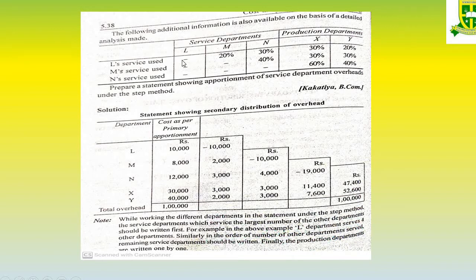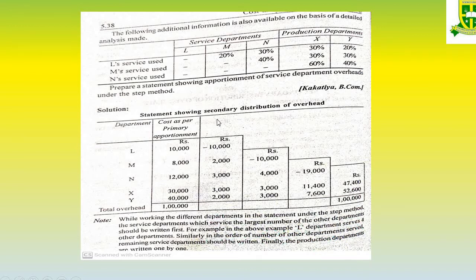L service has been used by the various departments in the ratio 20%, 30%, 30%, 20%. If you are taking a ratio, everything can be divided by 5, so the ratio can be 4:6:6:4. Under that, the L service is used by the different departments. The second one is M service, which is used only by N, X, Y. We divide ladder-wise: first the first one, then the second, then the next. And N service is used only by 2 departments, X and Y. In that way we have to make each zero.